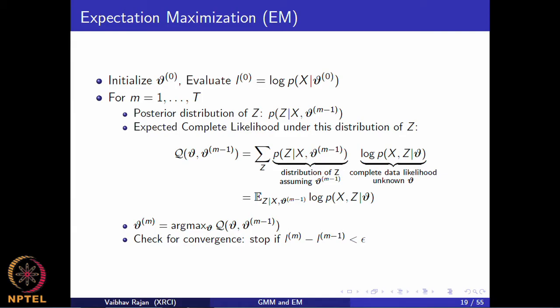Now notice that this expectation takes the complete data likelihood. Here the parameters are unknown, and this expectation assumes the distribution of z given the parameters that you have guessed in the previous round. Then you get a new guess, and that new guess is obtained by maximizing this Q function and taking that argument theta which maximizes this Q function.